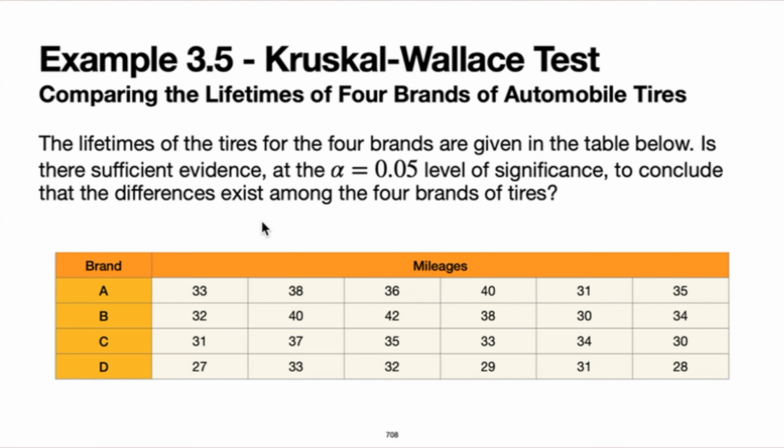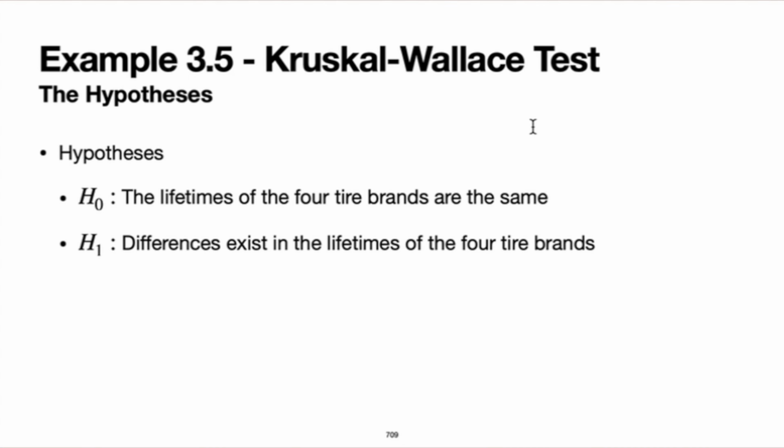So the question is, is there sufficient evidence at the 0.05 level of significance to conclude that differences exist among the 4 brands of tires? You can see that I've copied and pasted these from previous slides, and I've copied the typos as well. Anyway, here are the hypotheses for the test. The null hypothesis is that the lifetimes of the 4 tire brands are the same, against the alternative that differences in the lifetimes of the 4 tire brands exist.